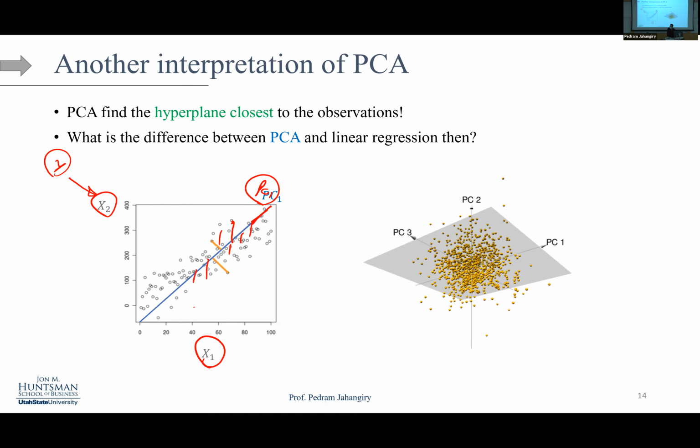That's the difference, right? So you did not calculate the perpendicular distance. You calculated the distance from y minus y hat. That was not perpendicular. Are we good? So pay attention to the difference between this interpretation of PCA and the linear model.